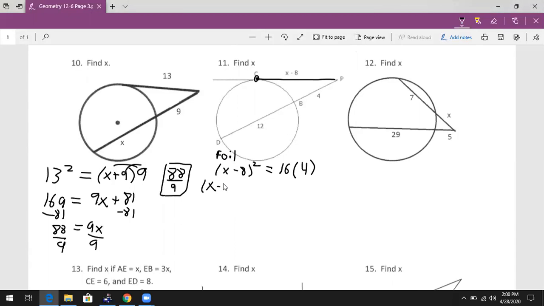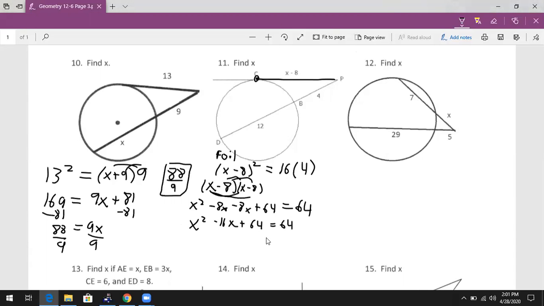Now, this here requires us to FOIL it. So x minus 8 squared is x minus 8 times x minus 8, or x squared minus 8x minus another 8x plus 64 equals 16 times 4, which itself is 64. Combine like terms, x squared minus 16x plus 64 is 64.